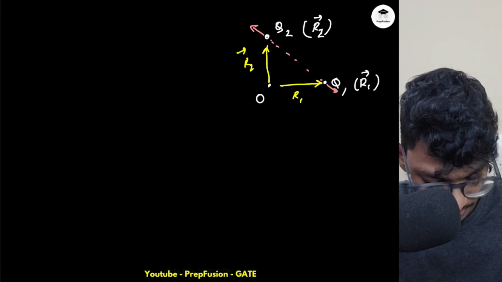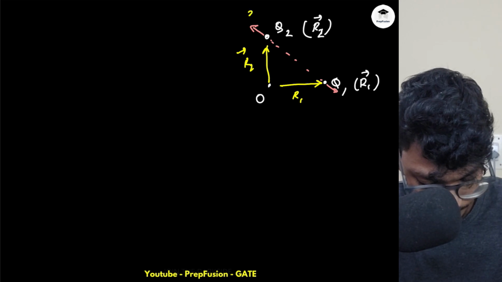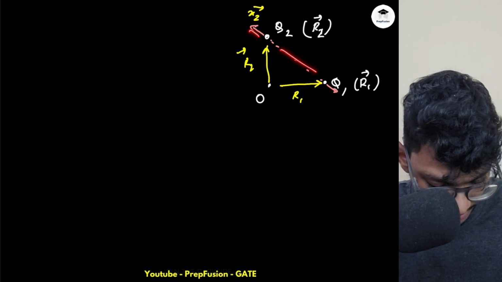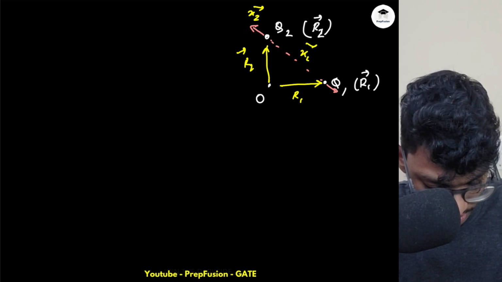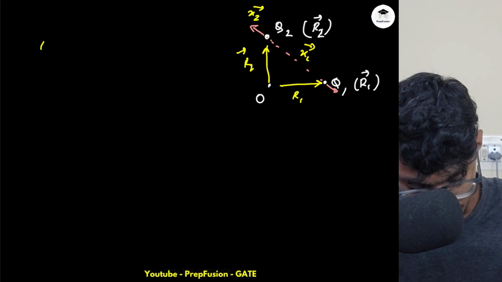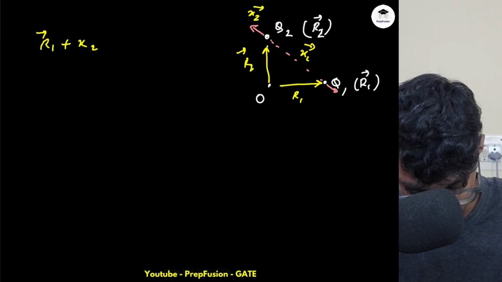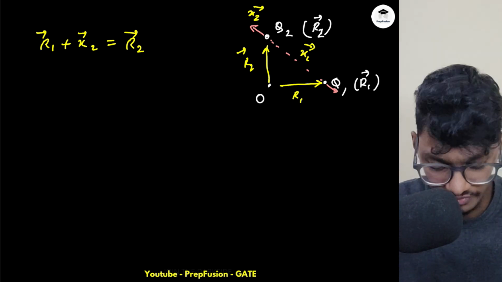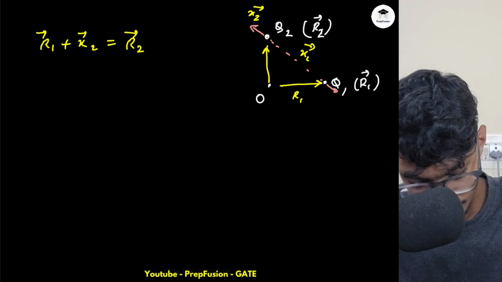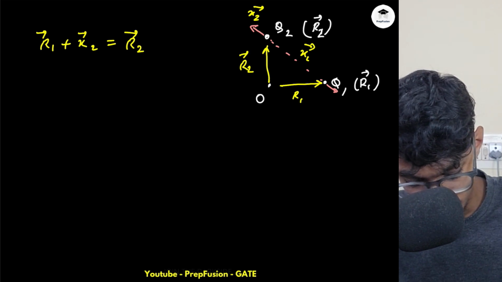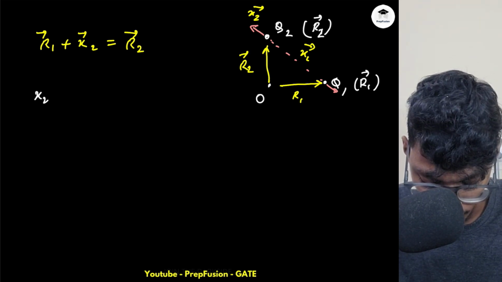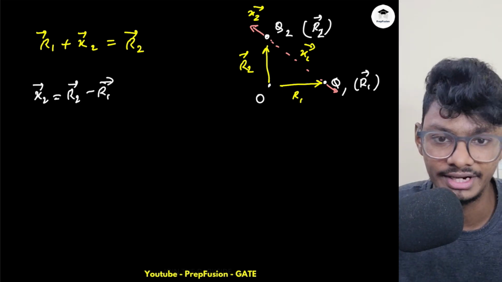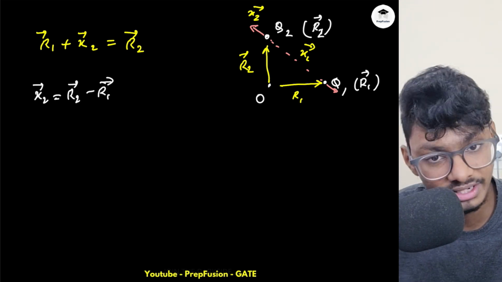So let's name this vector x2. This is parallel, right? I can place it here as well. What I can derive from the simple triangle law is that the r1 vector plus the x2 vector is equal to the r2 vector. So the x2 vector, or the direction of x2, will be r2 minus r1. You don't need to do anything with direction. You are automatically getting the direction.